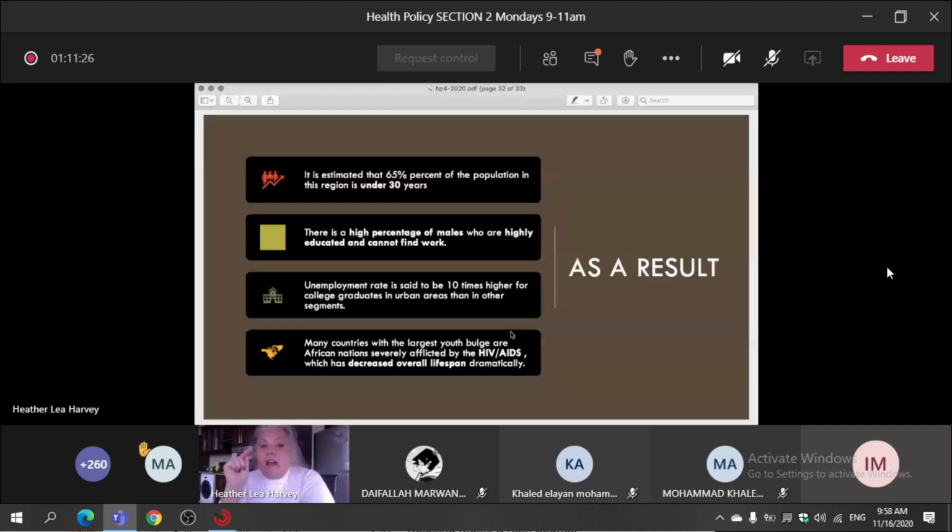Unemployment rates are 10 times higher for college graduates. Typically, what do we think? Our parents want us to get educated and want us to have college degrees and different types of degrees because the more education you have, the likelihood of having a better life and having better income. But what we find as a result of the youth bulge is that we've got a 10-time higher unemployment rate for those with the education, okay?